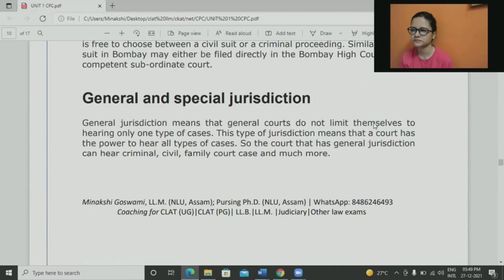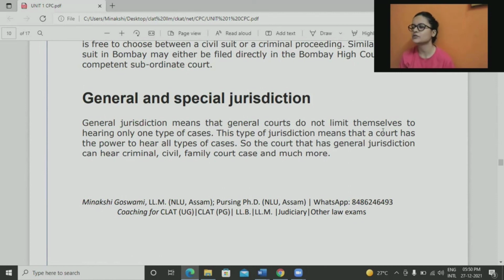Okay. So one more is general and special jurisdiction. General jurisdiction means general courts do not limit themselves to hearing only one type of case, like the regular courts which we have, like a city civil court. They should not limit themselves to one type of case just because other tribunals or special courts are hearing cases on specific things.